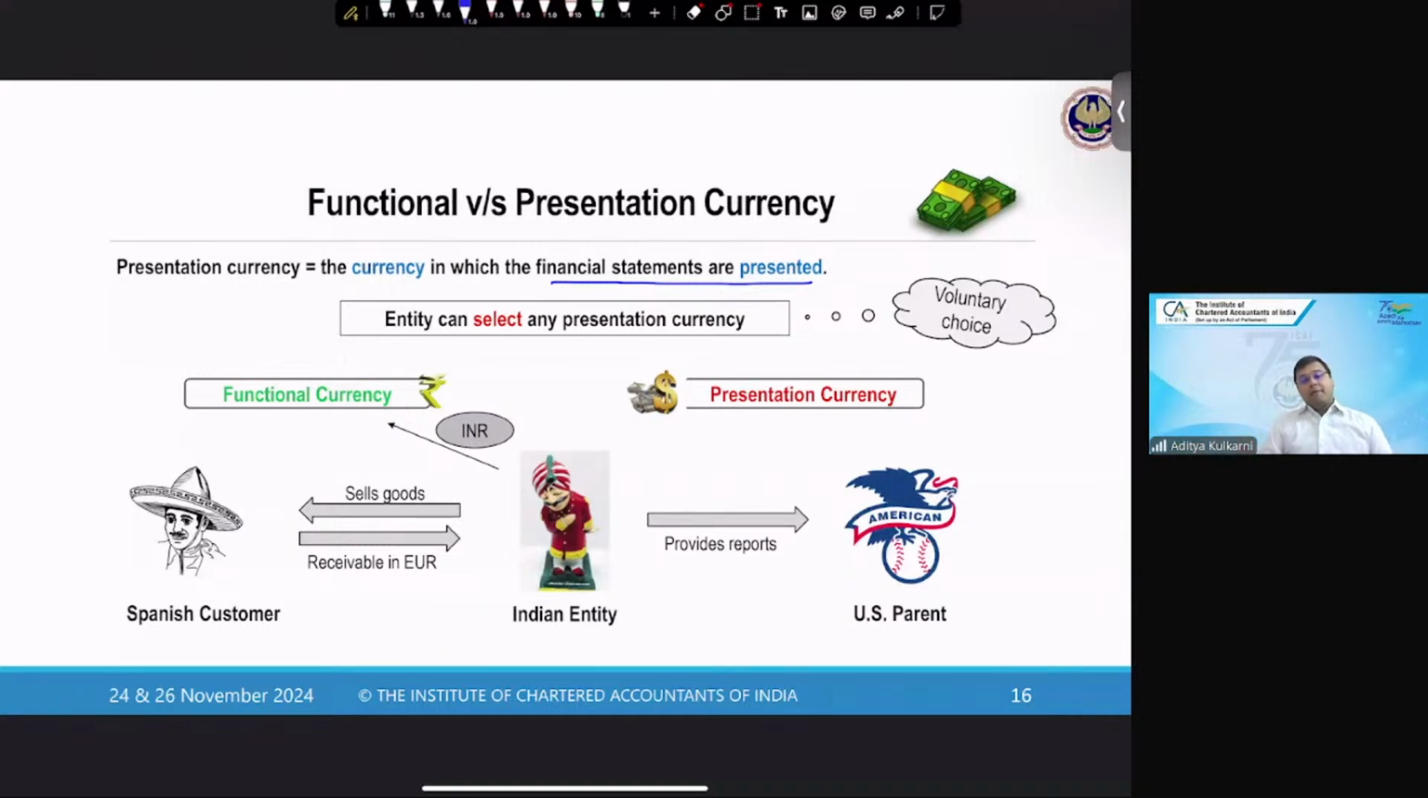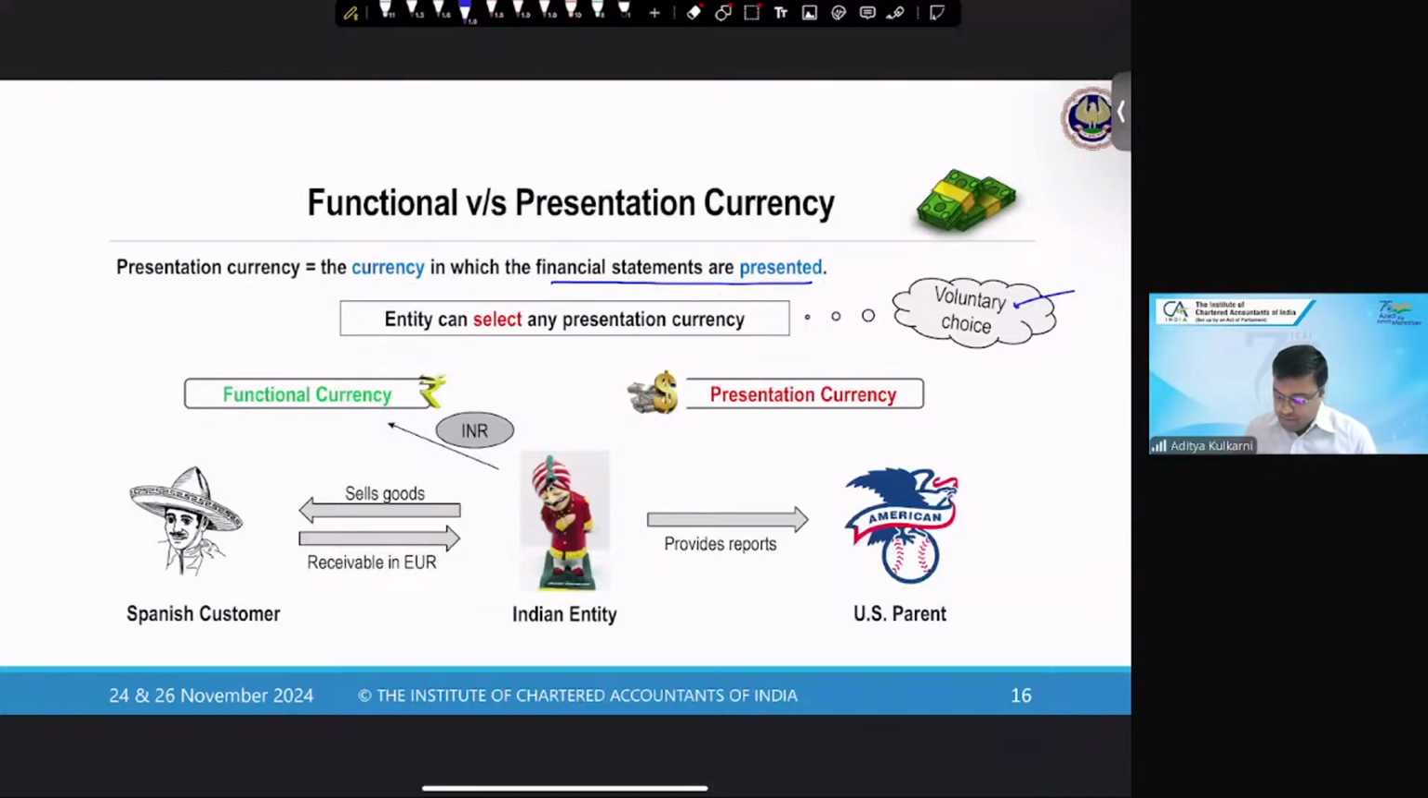So presentation currency is a choice. यहाँ पे आप चुन सकते हो, मुझे USD में बनाना है, बनाओ. I want to present in Australian dollar. Please go ahead. I want to present in Swiss kroner or something like that. Please present. I want to present in Saudi riyals. Please go ahead. जितना प्रेजेंटेशन दुनिया भर के जितने करेंसी है सब में तुम अपना फाइनेंशियल बनाओ. Nobody is going to stop you. Okay. So therefore, this is a voluntary choice.